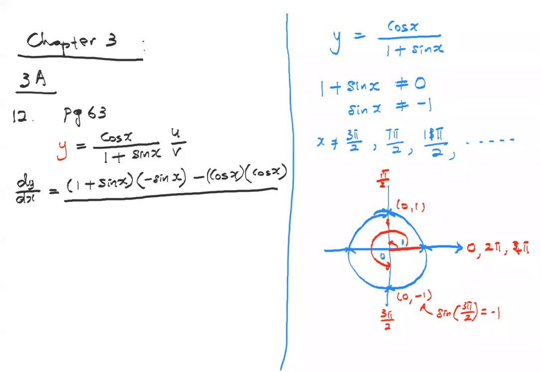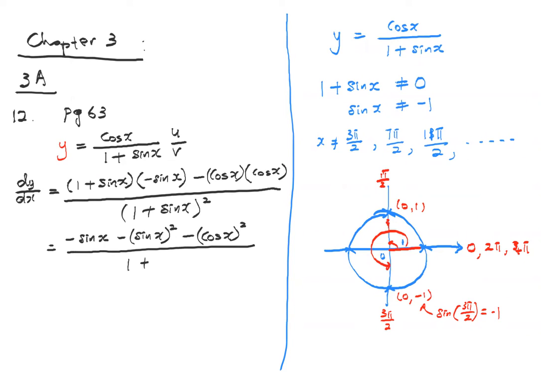Divide by 1 plus sin x, the whole thing squared. So equals, you expand negative sin x times 1 plus sin x, minus cos x times cos x, divided by 1 plus sin x, the whole thing squared.